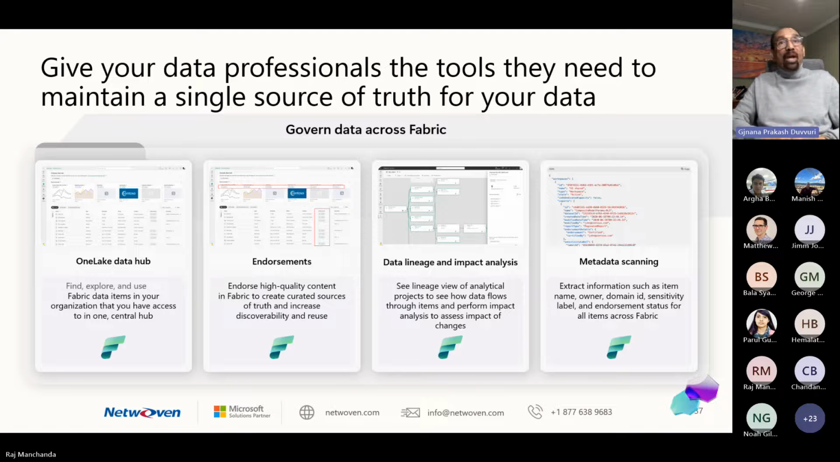Then data lineage and impact analysis end to end: where data is coming from, what transformation is taking place, where it is going, to Power BI or a BI tool. Everything, lineage and impact analysis, can be given. And the greatest asset is metadata scanning. With this metadata scanning, extract information such as item names and owner domains across Fabric. Next slide, please.